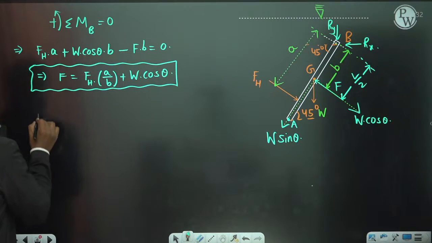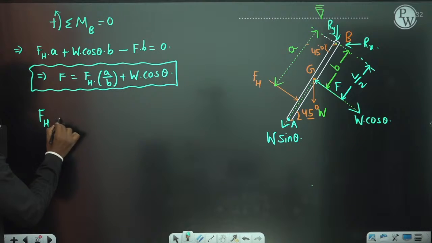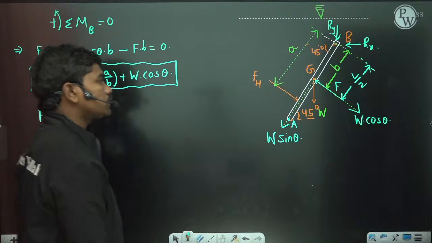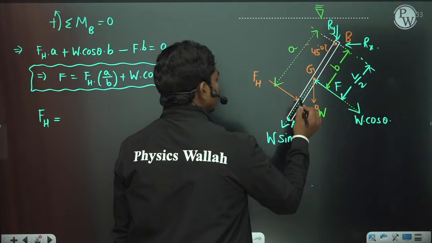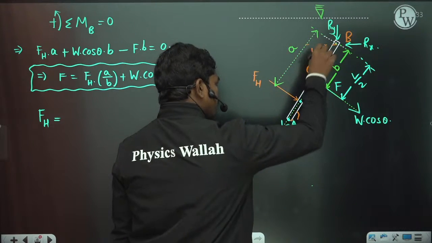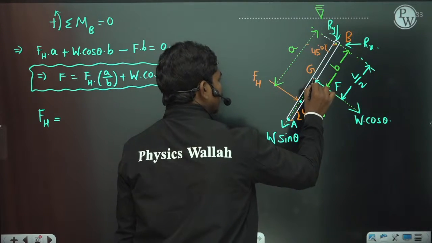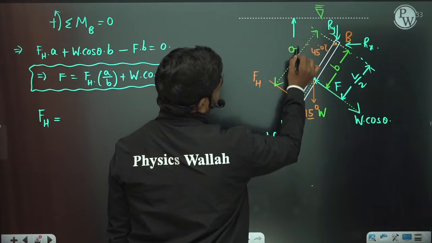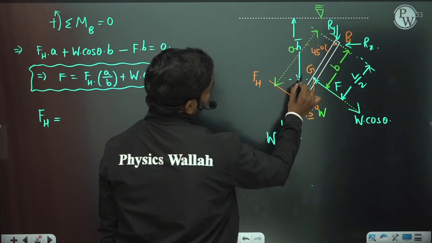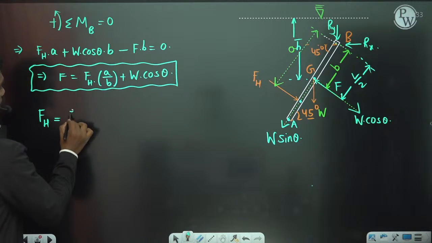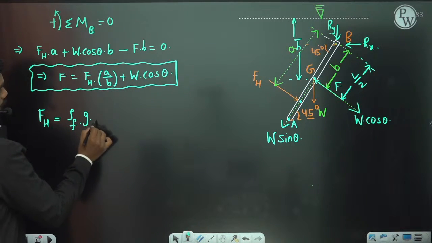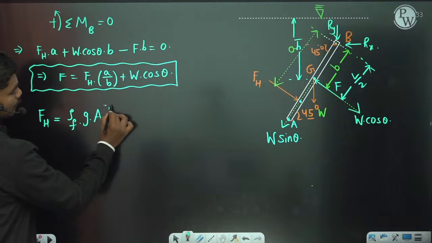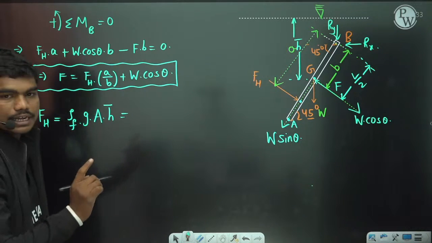So, hydrostatic force, Fh calculation. Hydrostatic force acting on the plate is how much? Let us suppose the depth of the centroid from this free surface is h bar, then this Fh is given by density of fluid times g times area of the plate times this h bar, correct? This is the hydrostatic force acting on the plate.